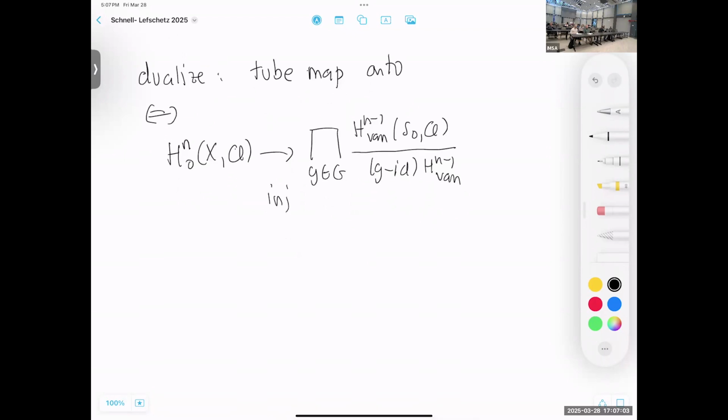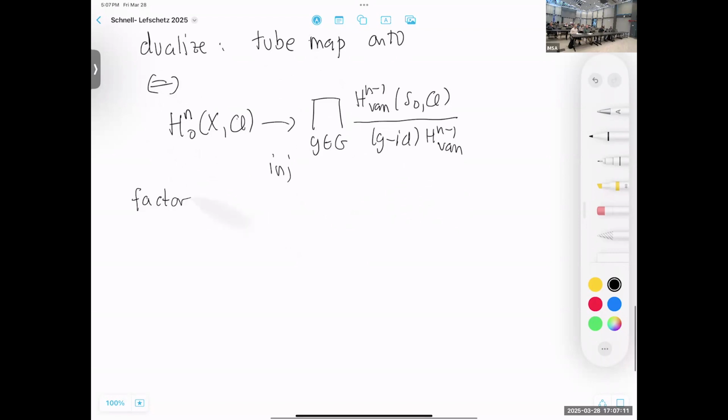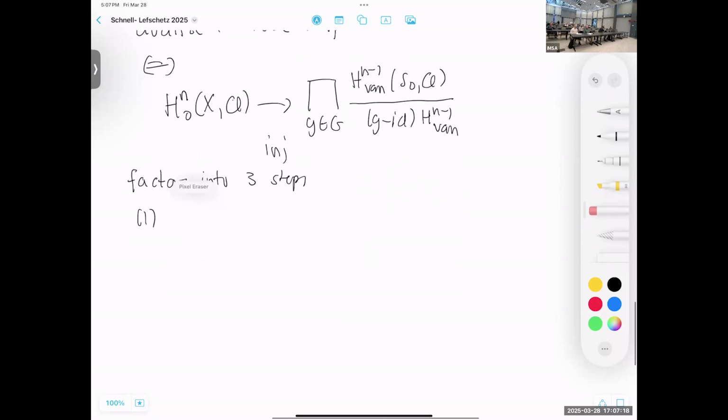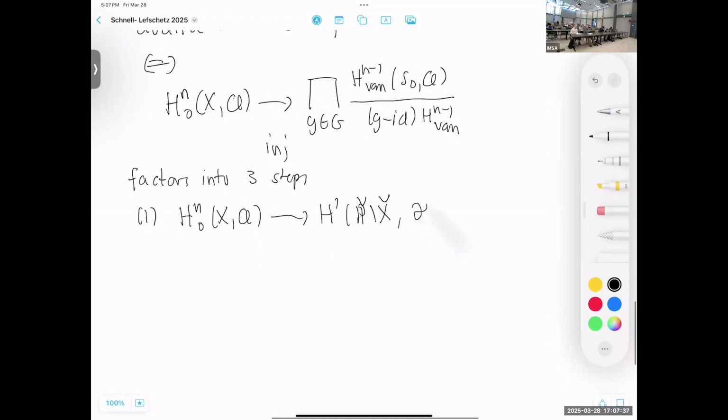And this map that I need to prove is injective naturally factors into three steps. So the first step is I'm going to have a map that goes from the primitive cohomology of X to the H1 on my parameter space of the local system, the locally constant sheaf of vanishing cohomology. This is the local system where the fibers are just the vanishing cohomology of the different surfaces. All of these different vector spaces fit together into a local system.